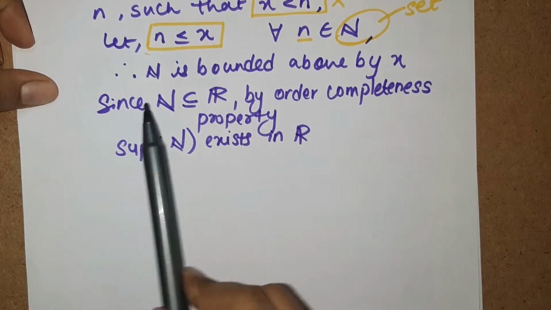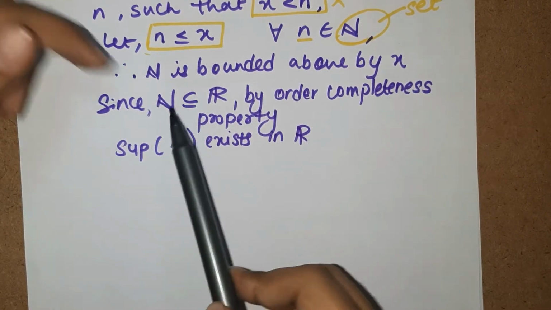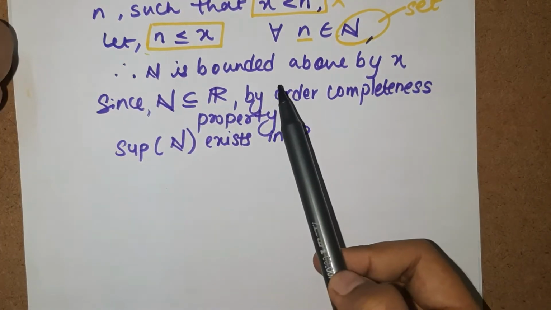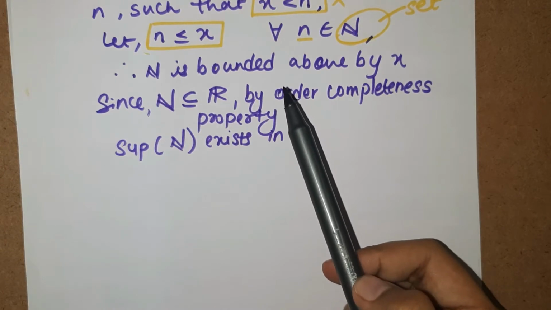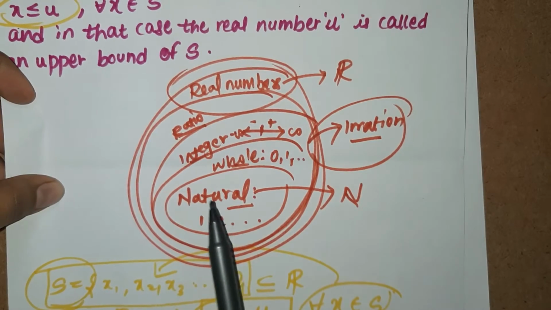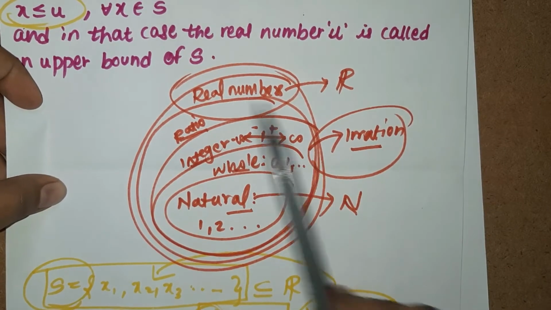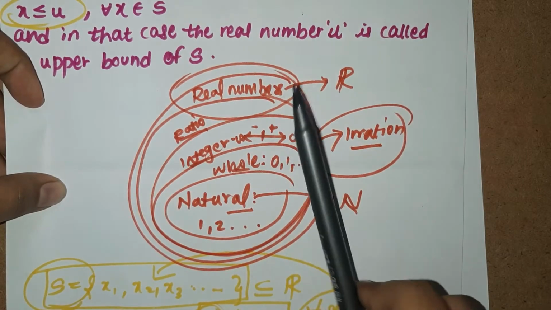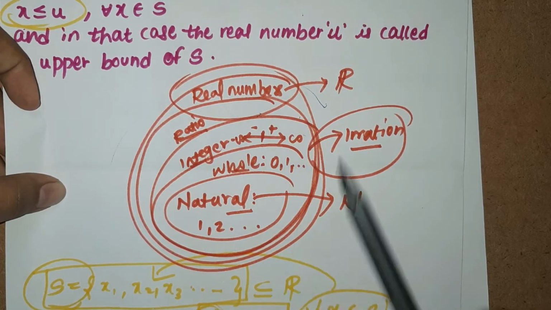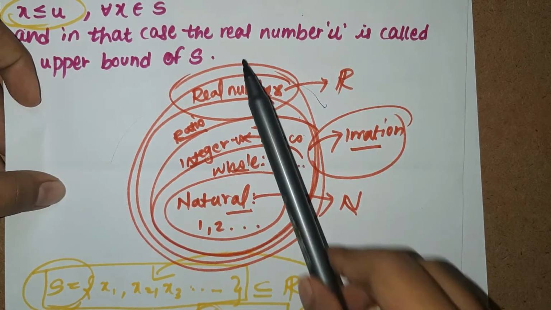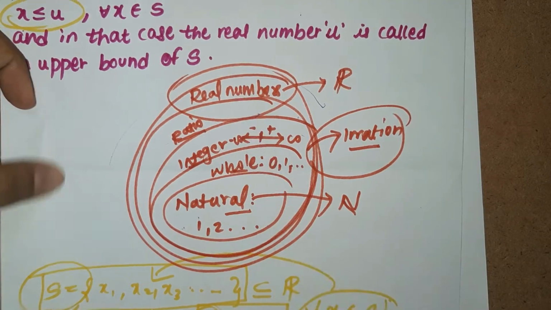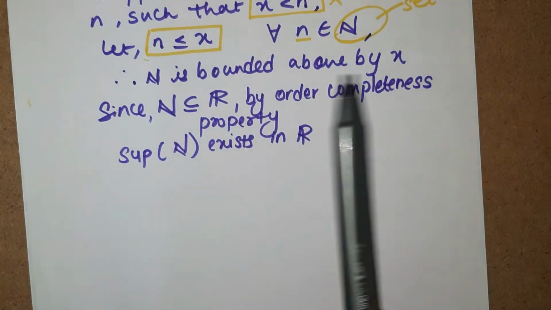Now they've written that since the natural number set is a subset of R. We have seen that previously in this diagram right here. Natural numbers come inside whole numbers, whole numbers come inside integers, integers come inside rational numbers, and rational numbers come inside real numbers, which means the natural numbers are a subset of the real numbers. So that's what they have said.